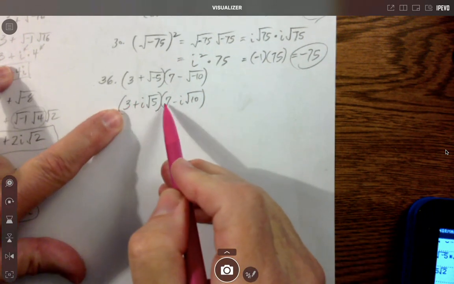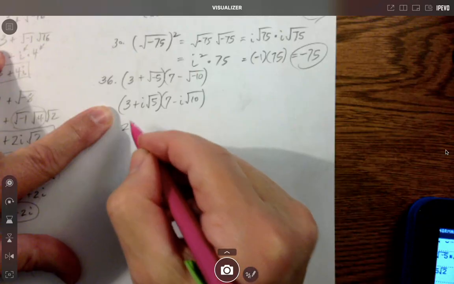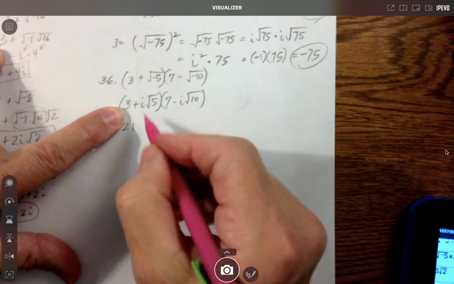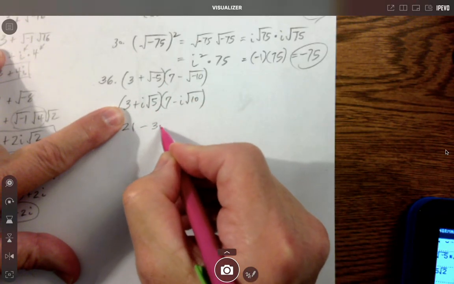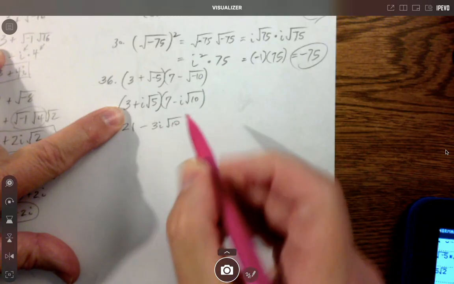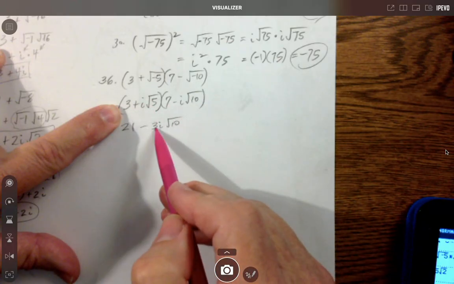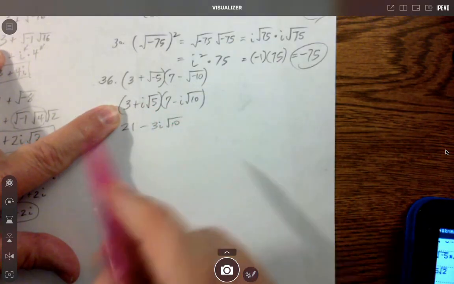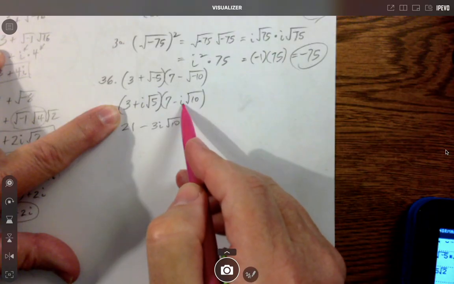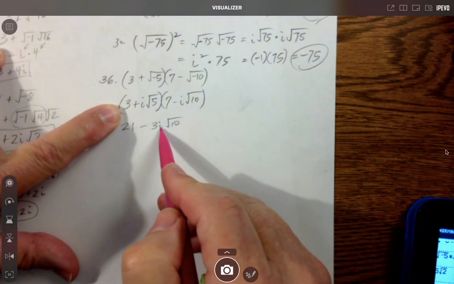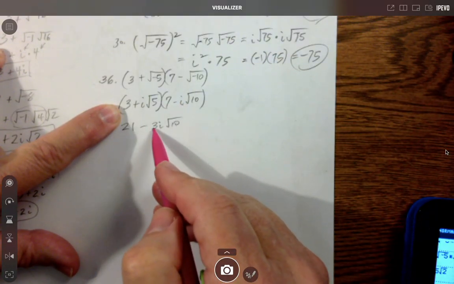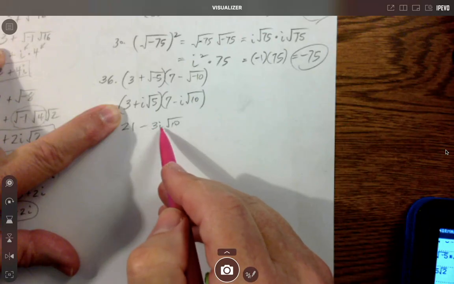So you'd multiply 3 times 7, which is 21, and then 3 times that, which is going to give you minus 3i square root of 10. Notice I don't multiply the 3 to the 10 because the 10's under the square root, the 3 is not. I just put it outside the square root of 10. But I can multiply the 3 to the i. Remember, i is just a square root, so it's kind of like I have the 3 outside of a square root here.